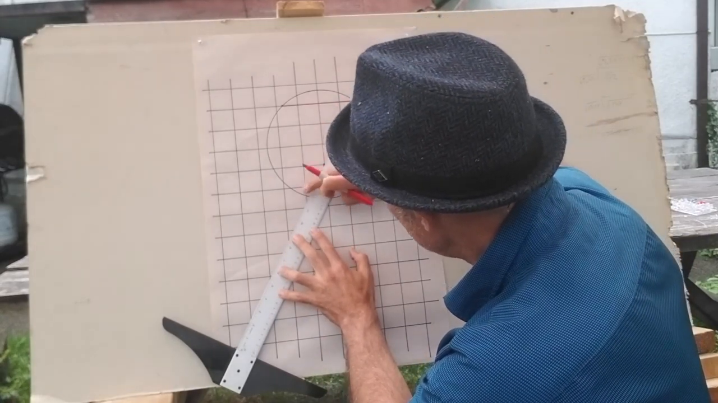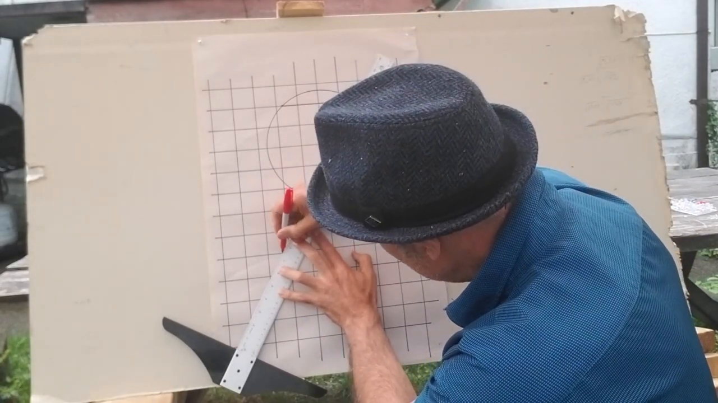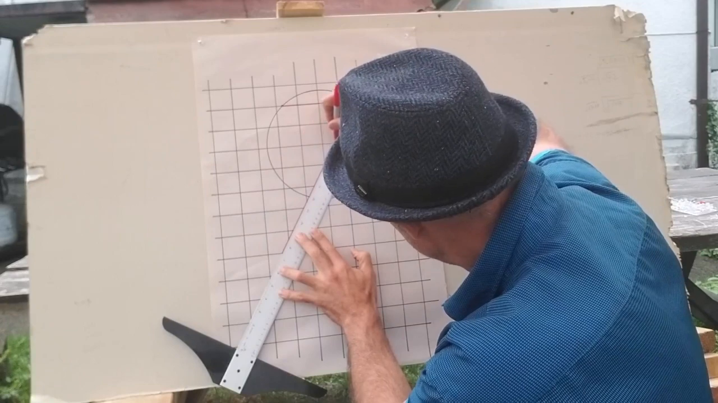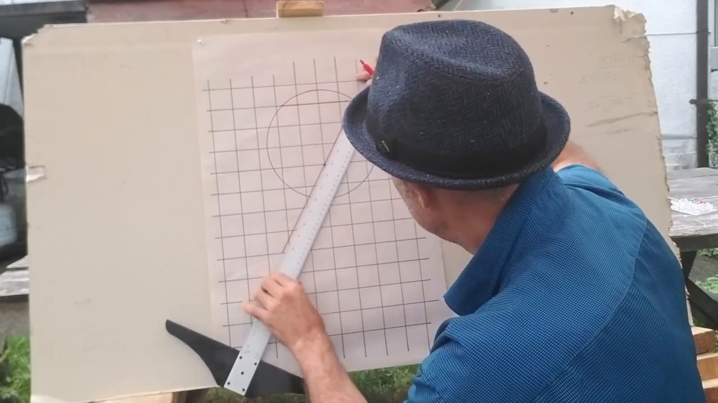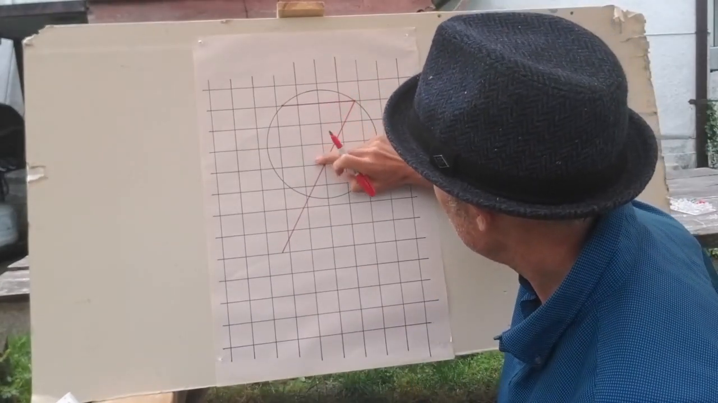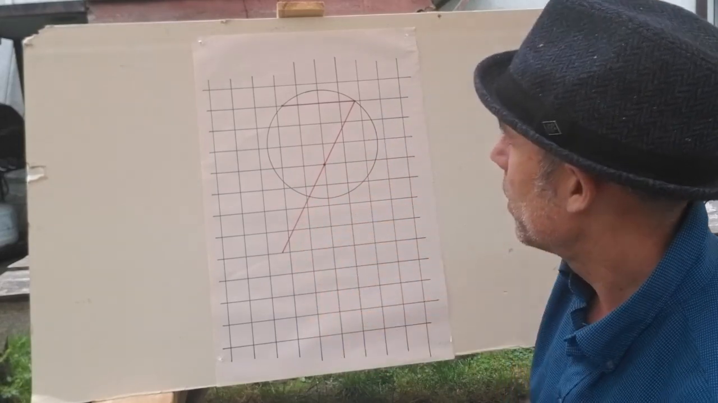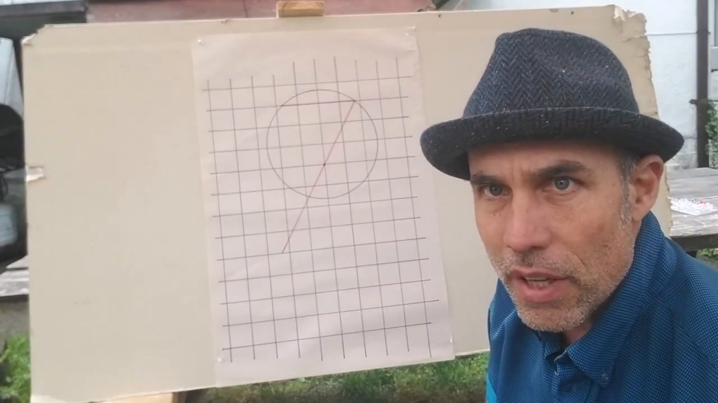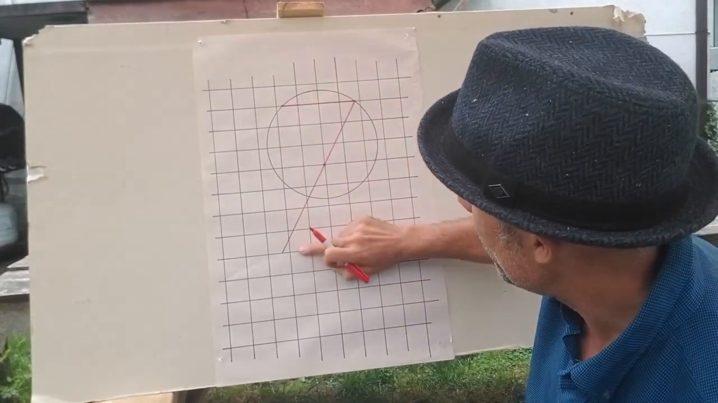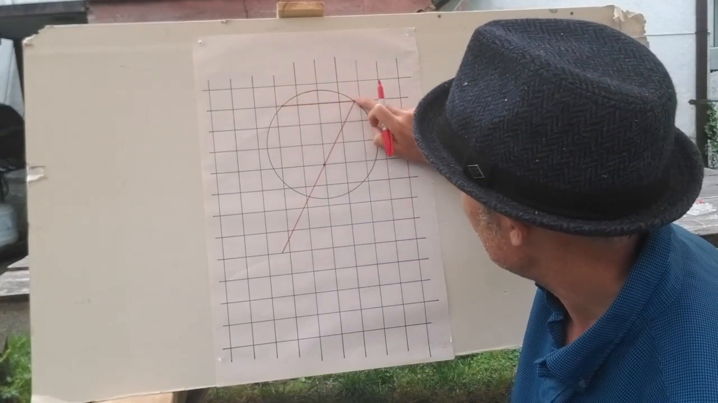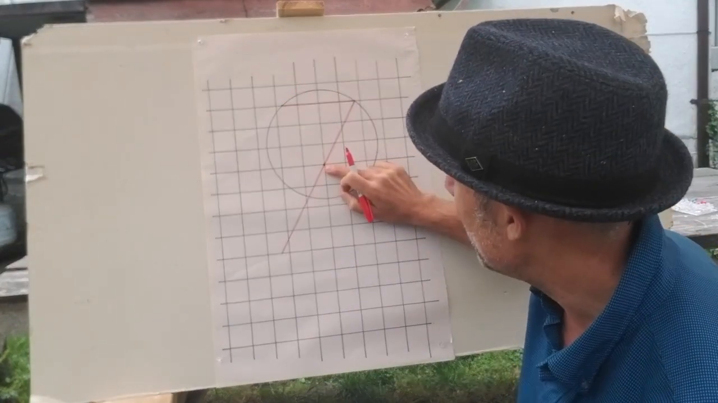One, two, three, four, five, six, seven. One, two, three, four, five, six, seven. So we're going to run a line through there that's seven distance from there to there. And then this length from there to there is the length of seven.